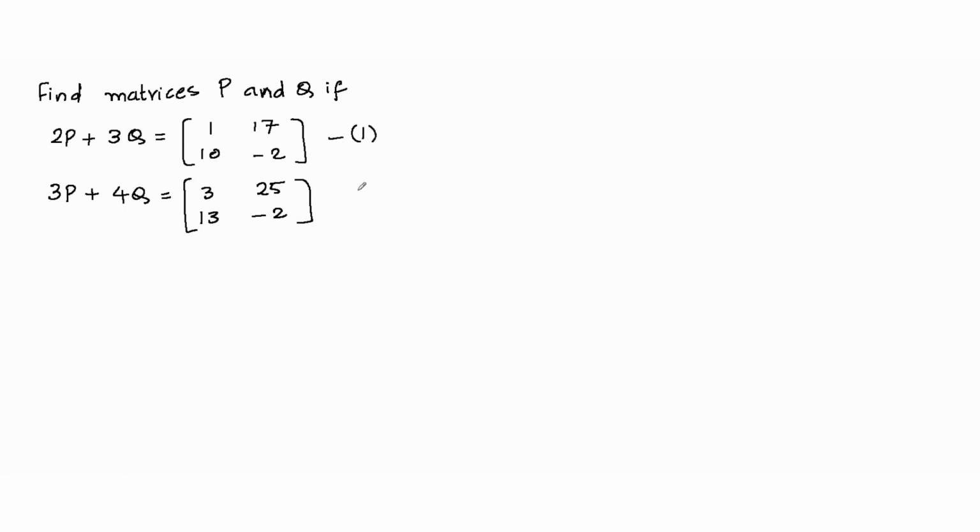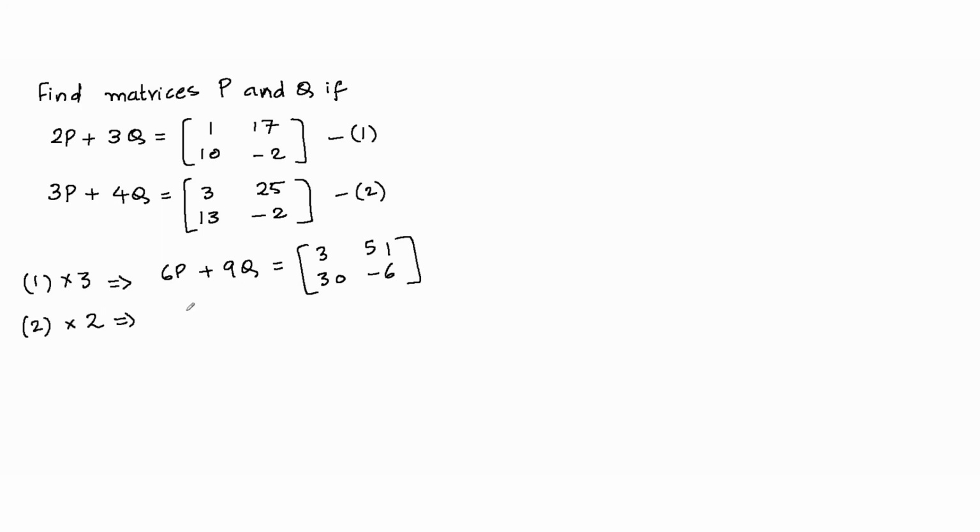Let this be equation 1 and let this be equation 2. I have decided to eliminate P. So I'm going to multiply the first equation by 3. That gives me 6P plus 9Q. And 3 times the matrix on the right side is 3, 51, 30 and negative 6. And then the second equation is multiplied by 2, so I get 6P plus 8Q, which is equal to 6, 50, 26 and negative 4, right?